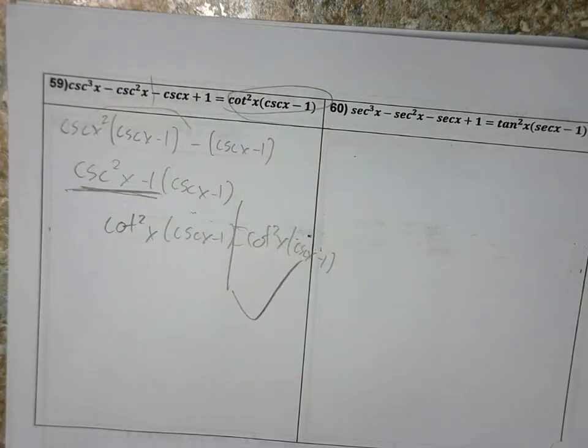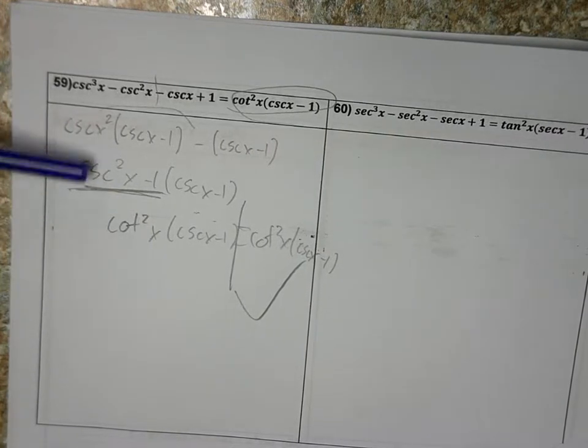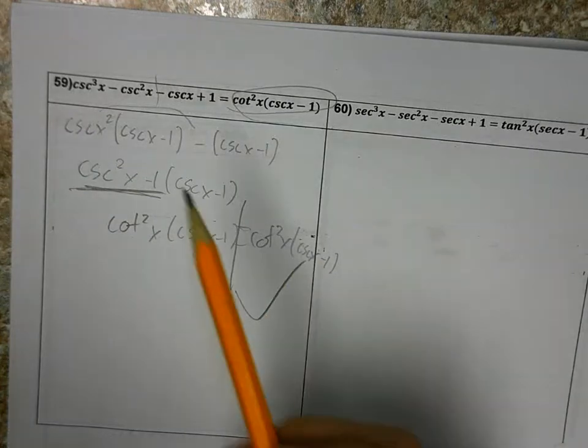Do you see what they did? They factored by grouping, and when they factored by grouping, they got an identity out of it. Wait, what was the first step?